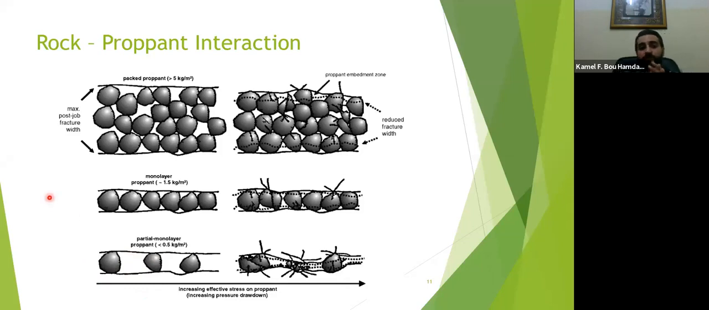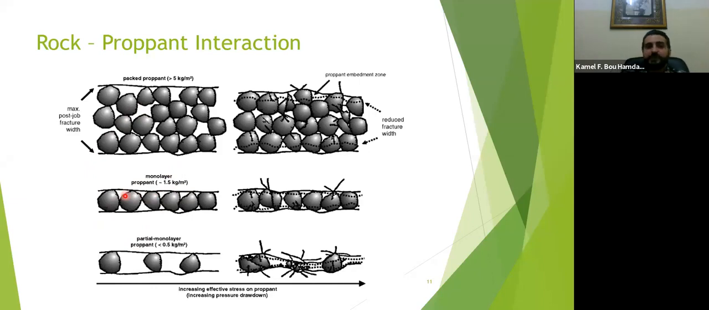In terms of lowest conductivity, it's going to be the monolayer one. So the monolayer is just a single layer of proppants close to each other. So you can see the pore spaces, they are very few. Compared to the packed proppant, here we have more pore spaces or voids between the proppants. Therefore, this is going to have a higher fracture conductivity than the monolayer case. So first it's partial monolayer, then it's the packed or the multi-layer, and after that it's the monolayer having the lowest conductivity.